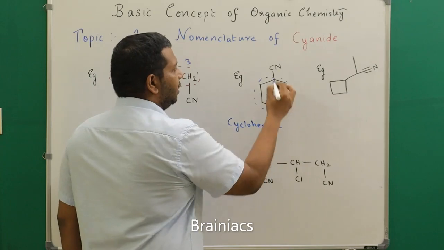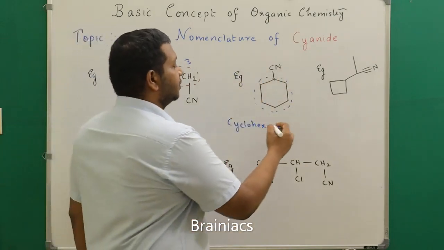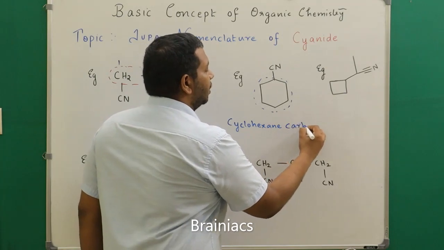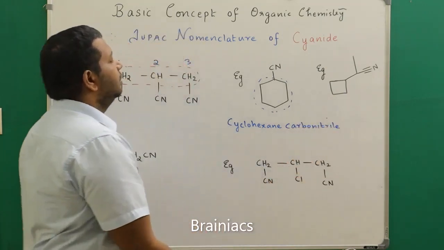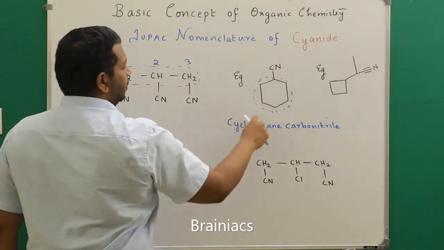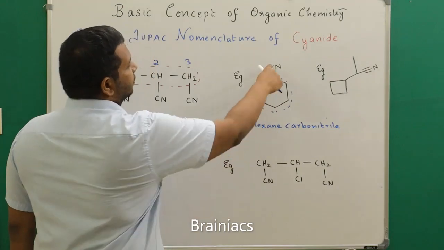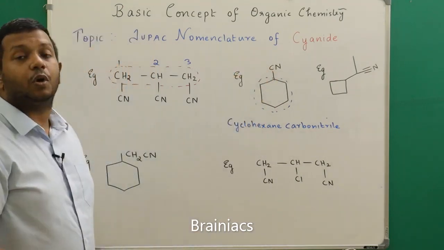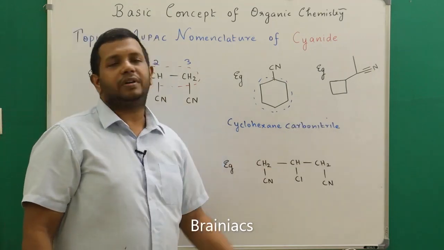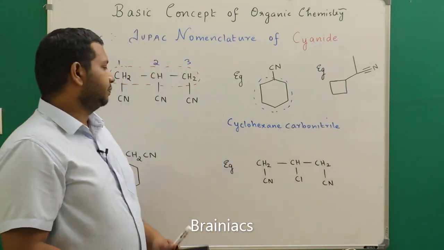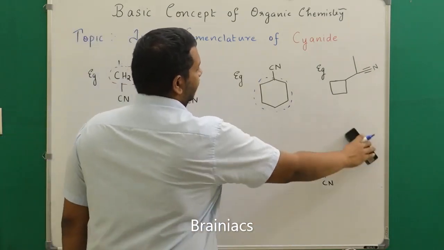Cyclohexane. Tell me, this carbon atom is not included. So what should be the 2 degree suffix? Carbonitrile. Understood? So the name should be cyclo, 6 carbon atoms hex, all are linked through single bonds, hexane. Since the carbon atom of the functional group is not included, we use the suffix we learned, carbonitrile. Understood? Okay.